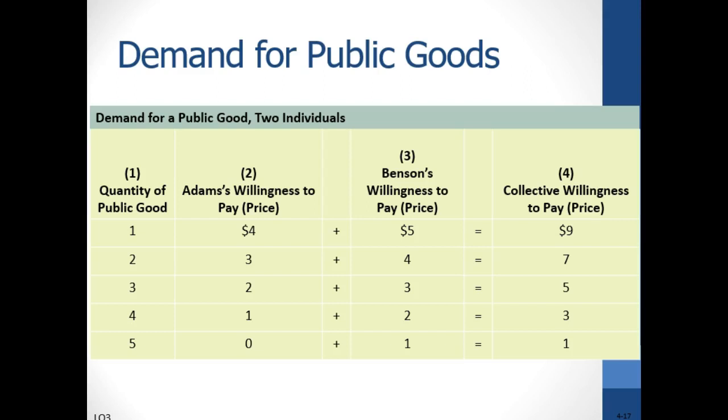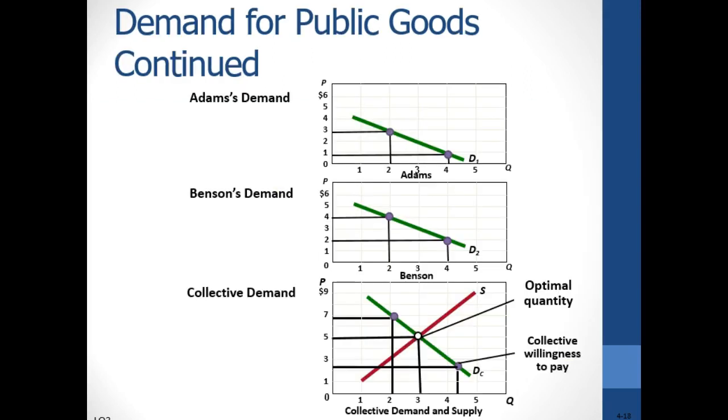Notice that the schedules in this table are price quantity schedules reflecting demand. To find the demand for a public good, we add the total price each individual is willing to pay for the unit rather than summing the quantities at each price. Shown here is the individual's willingness to pay curves, D1 and D2, for Adams and Benson, the only two people in the economy. So we're plotting their individual demand schedules.